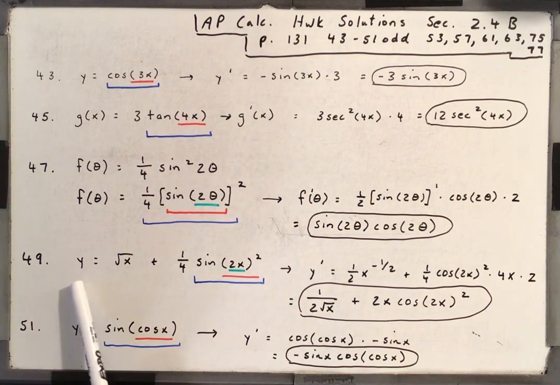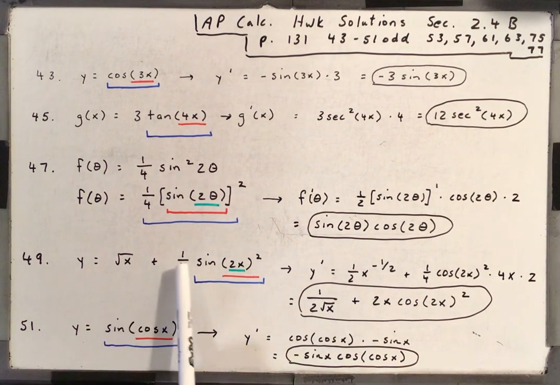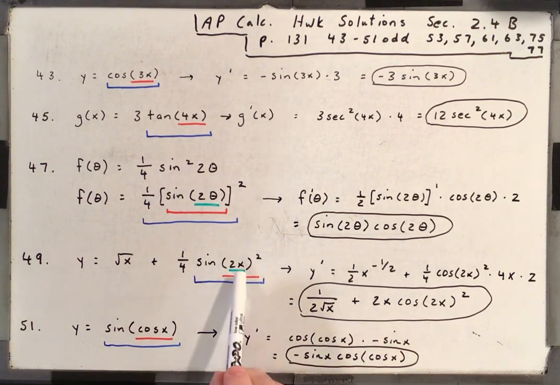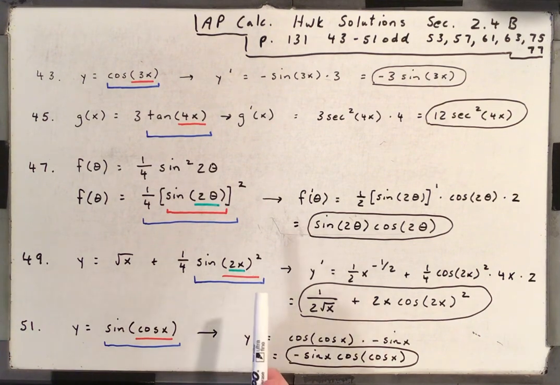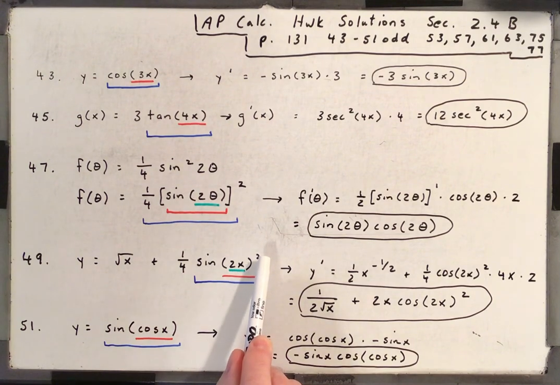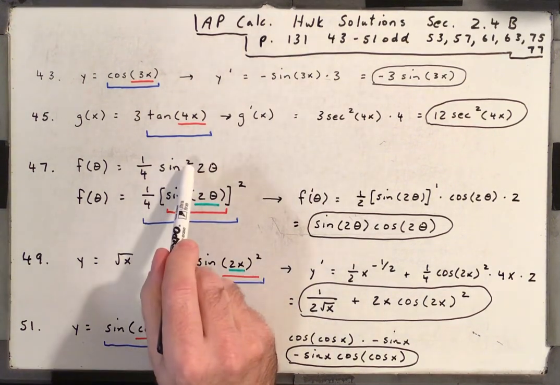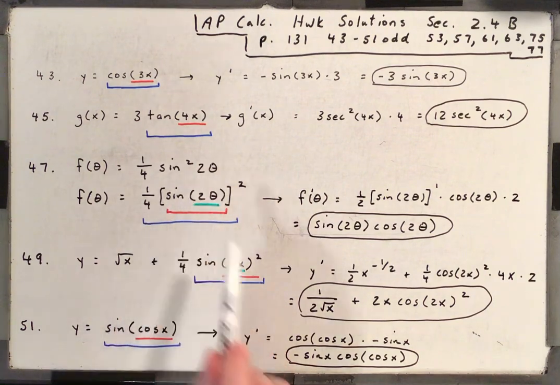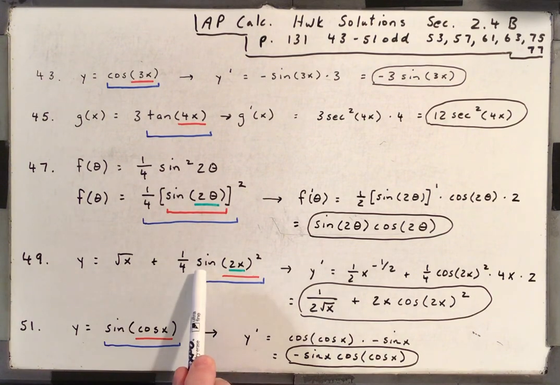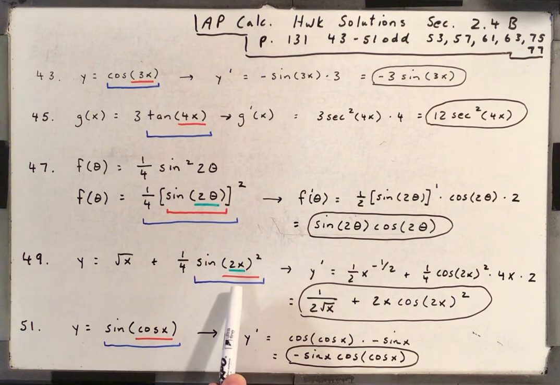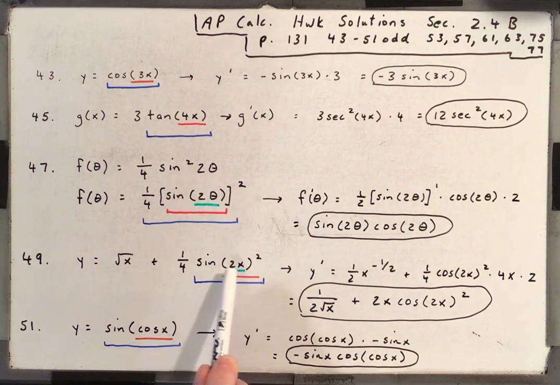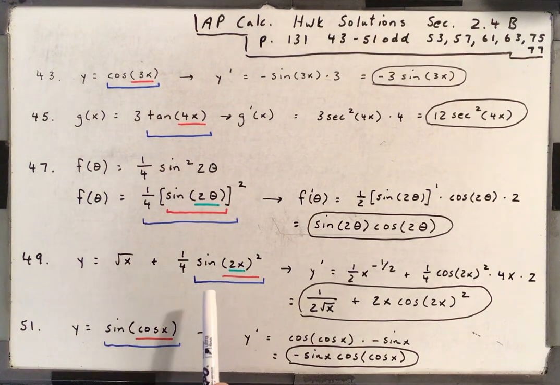All right, we have number 49, y equals the square root of x plus 1/4 sine 2x all squared. So this time also a three-layer onion here, because not only is there a 2 in front of the x, the angle itself is squared. Now that's different than 47 where the entire sine is squared. Only the angle is squared here. So the outermost function is sine 2x squared. The intermediate function would be 2x squared. And then the angle 2x is our innermost function.